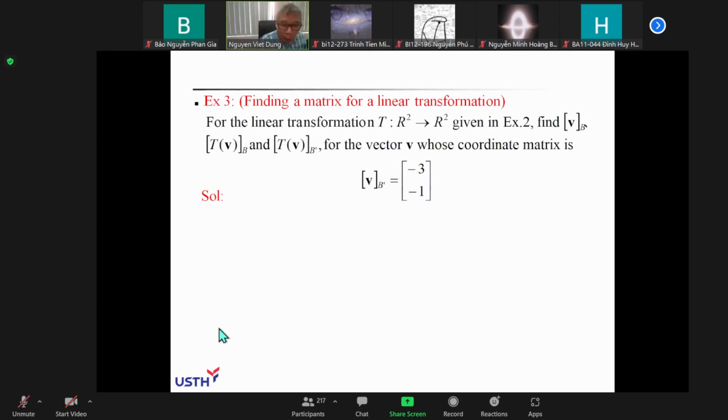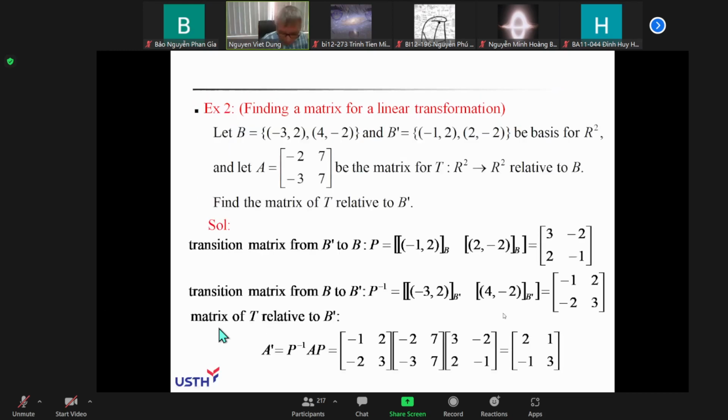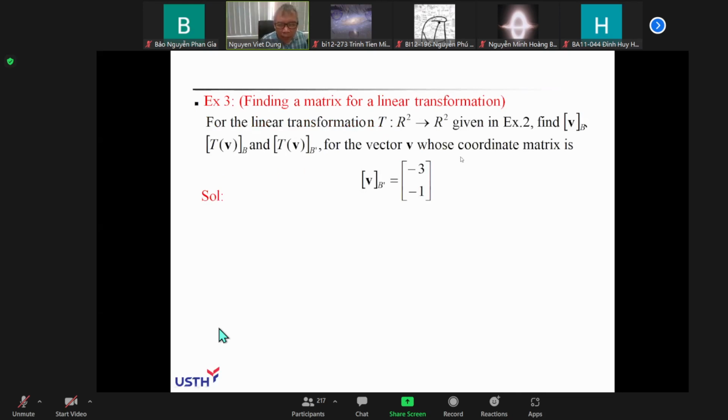The reason is from the previous slide, because we have A prime here. Then you are required to find V of B. Suppose for the vector V, having the coordinate relative to the basis B prime, you are required to find that thing. So the coordinate of V relative to the basis B equals that, and we have V of B prime here, P to be that one, so that will be that thing.